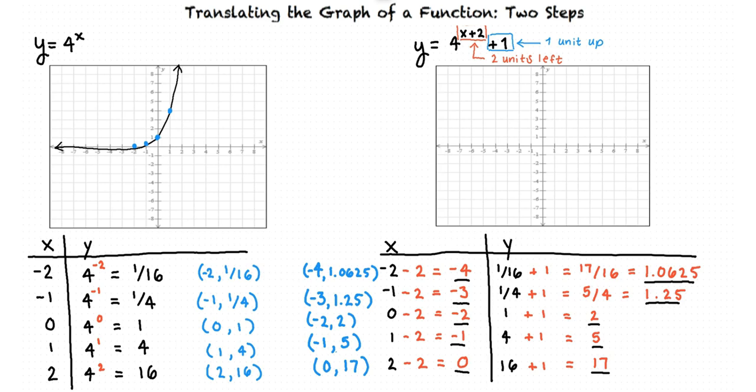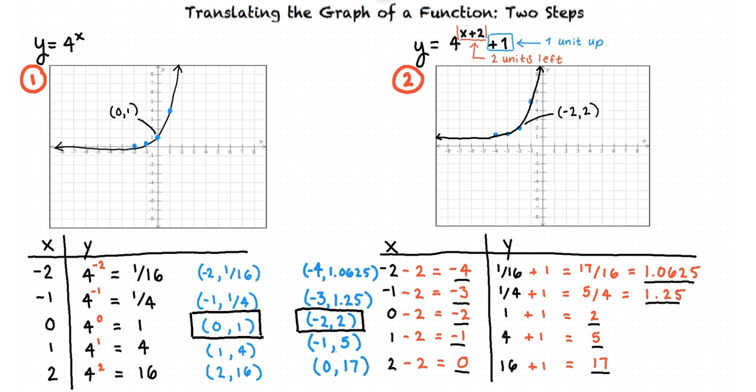Let's plot these new points and look at the graph for y equals 4 to the power of (x plus 2), plus 1. Comparing the graph of y equals 4 to the power of x to the graph of 4 to the power of (x plus 2), plus 1, we can identify each of the points that we plotted in the first graph have shifted 2 units to the left and 1 unit up. Take the point (0, 1) for example. We can now find it on the new graph at (-2, 2), 2 units to the left and 1 unit up from where it was located before the transformations.